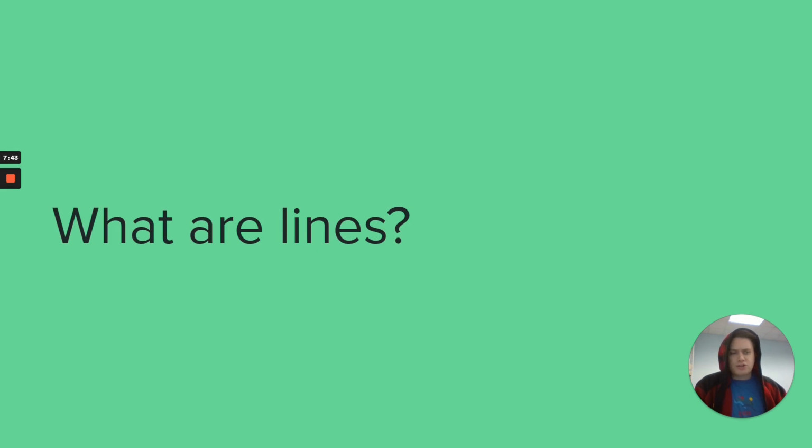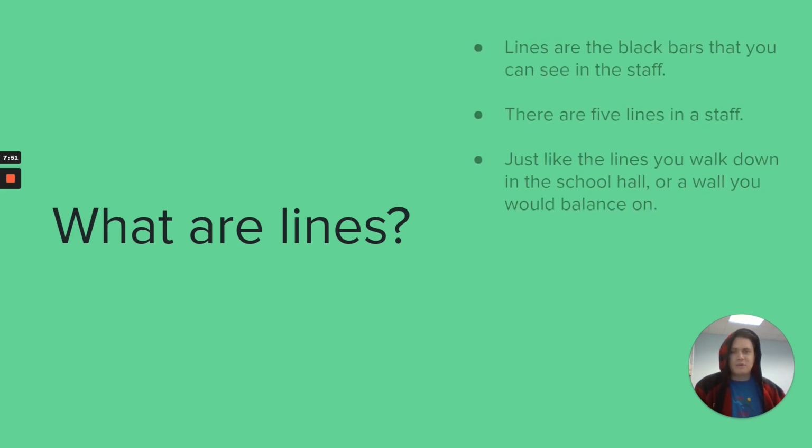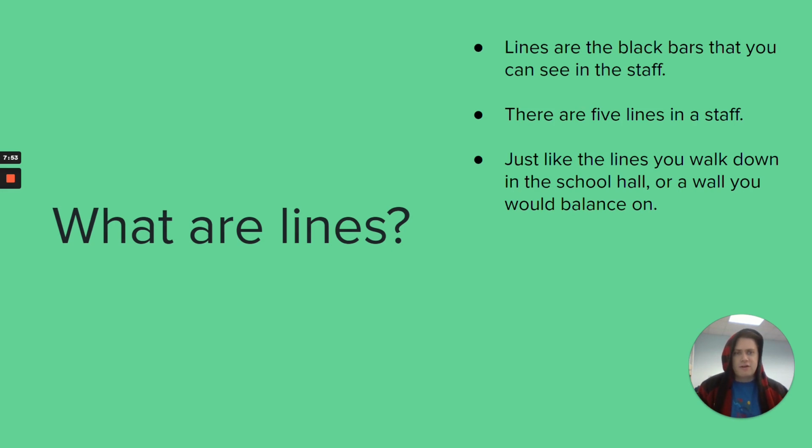Next question. Hey, you answered 2 questions now. Next question. What are lines? And you're sitting there thinking, Mr. Adams, I know what a line is. Yeah, you know what a line is, but I'm talking about lines on the staff. The lines are the black bars that you see in the staff, the actual staff. The literal lines on the staff are the lines of the staff.